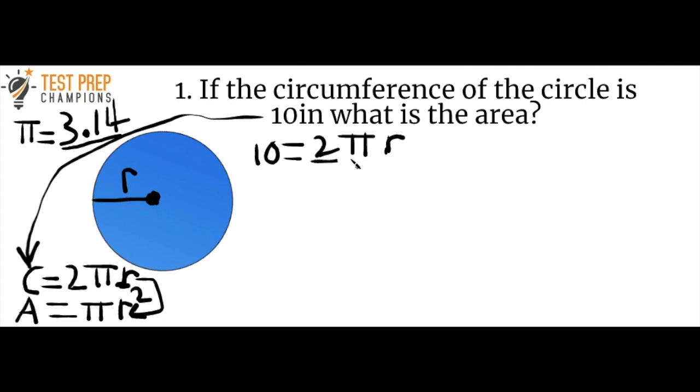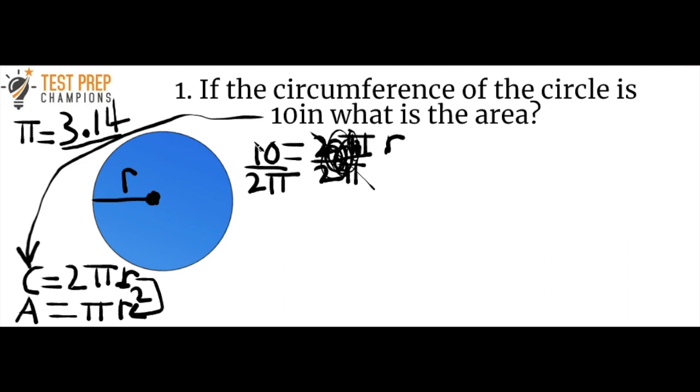The opposite of multiplication is division. So if we want to get rid of the 2 and the pi, we want to divide. This will all cancel out, but whatever we do to one side, we also do to the other. So we're now also going to divide by 2 pi over here. We've got 10 divided by 2 pi is equal to r, because all of this is getting canceled out here.